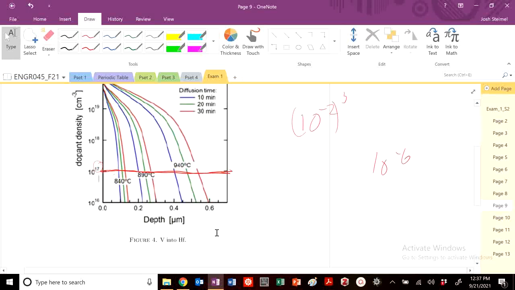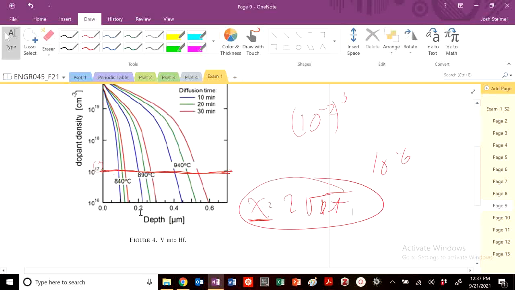What I'm given is a plot of depth versus dopant density, and then I have some temperatures and diffusion times. So I'm going to use my engineering approximation here: x equals 2 root Dt. This is my depth. We're given some different times, and we're given basically this diffusion in.